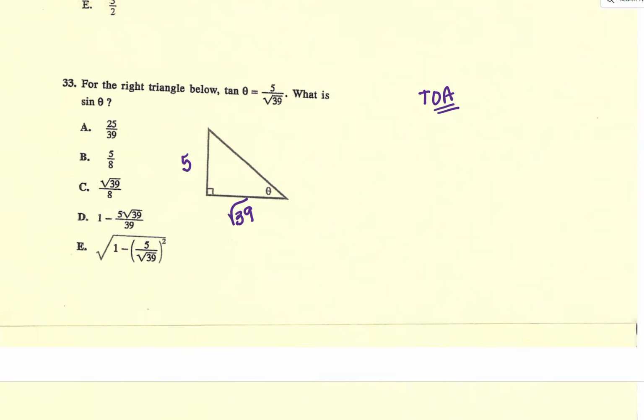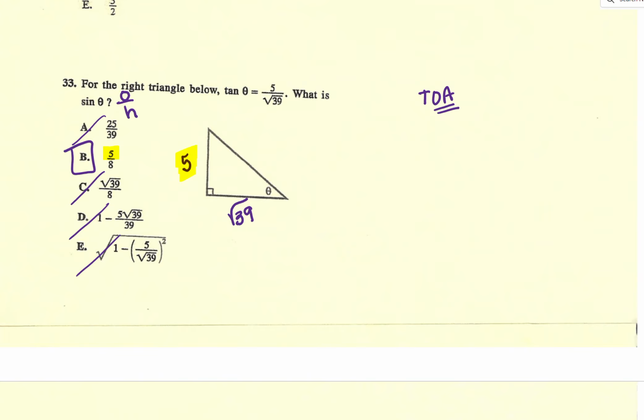Now, these answers could look a little intimidating, but let's just think for a second. Let's try to use a trick or a tip to get this one faster. You want sine. You want opposite over hypotenuse. You know that the top number, the opposite, has to be 5. So therefore, this has to be my answer. That is the only one that has a 5 on top.